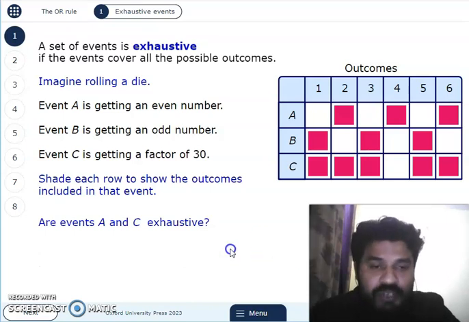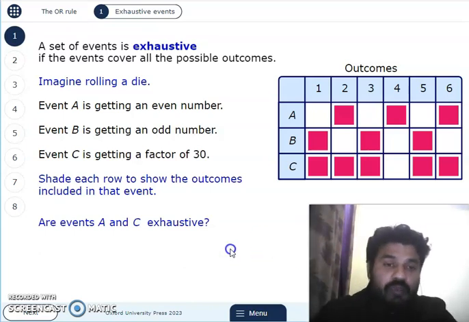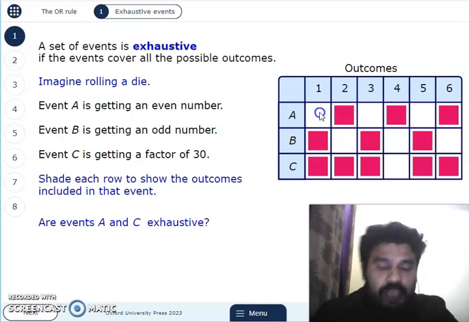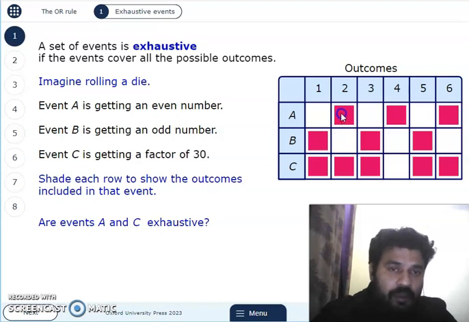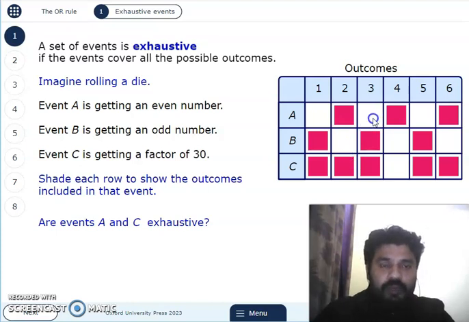Now I will be checking whether A and C are exhaustive or not. A and C. So let's check. So 1 is not covered by A, but that is covered by C. Alright, now see, the 2 is covered by A and C both. Now here the 3 is not covered by A, but 3 is covered by C. Here 4 is covered by A but not by C, and 6 is covered by both.